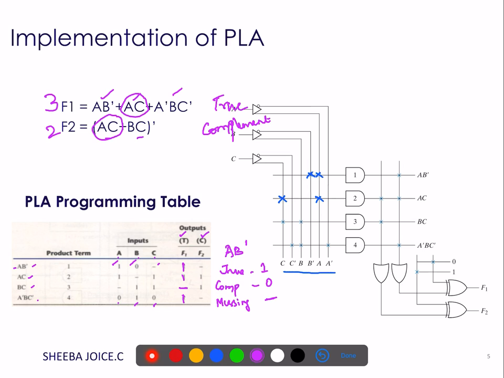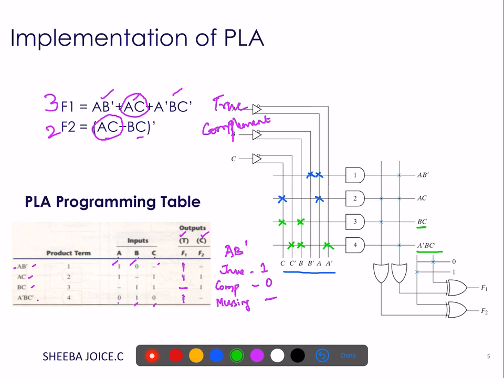Next we shall consider the third AND gate. For the third AND gate, the product term output is going to be BC. So for C, this is your C and this is your BC. So these are the inputs to the third AND gate. Then for A complement, B, C complement, these are the inputs for the fourth gate.